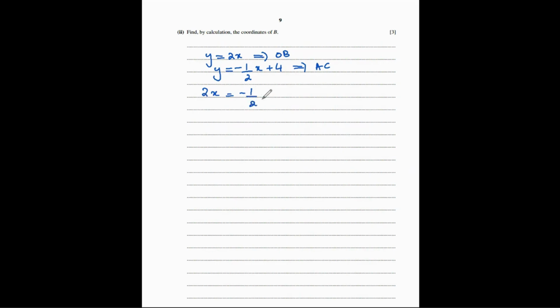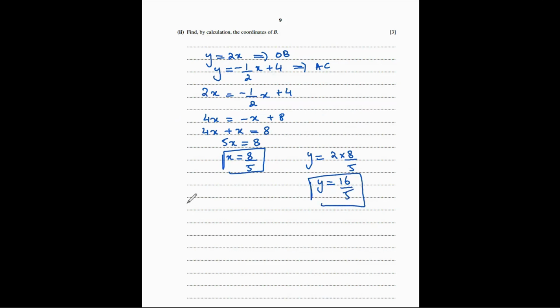2x equals negative 1 over 2 x plus 4. Multiply both sides by 2 to get rid of the fractions. That's going to be 4x equals negative x plus 8. 4x plus x equals 8, and that is 5x equals 8. x is going to be 8 over 5. y is going to be 2 times 8 over 5, which is 16 over 5. So this is your midpoint of OB, 8 over 5 and 16 over 5.